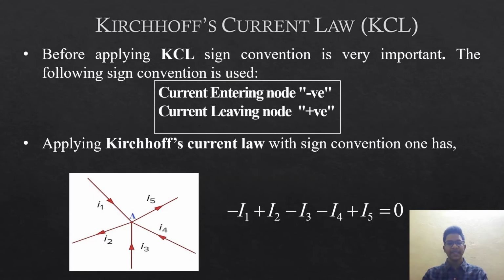Before applying KCL, the sign convention is very important. The following sign convention is used: the current entering the node is taken as negative, and the current leaving the node is taken as positive. Applying Kirchhoff's current law with this sign convention, we have minus I1 plus I2 minus I3 minus I4 plus I5 is equal to 0.